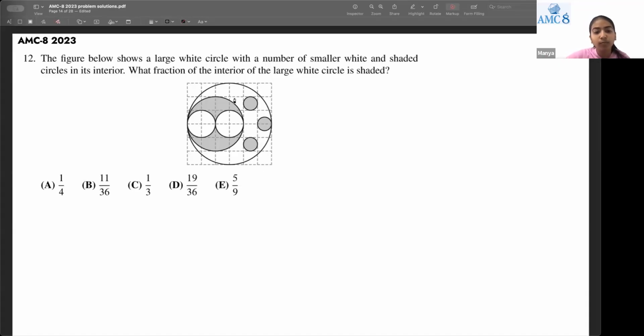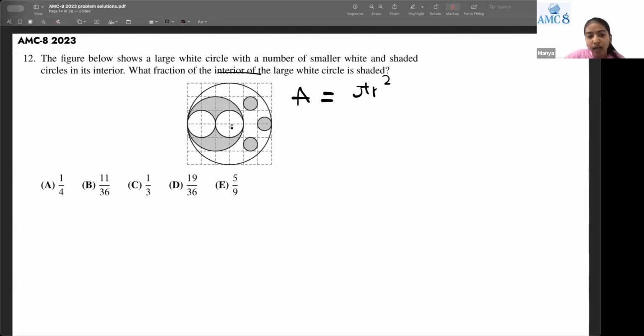Solution A. So here, to find the area of the circle, the formula would be pi r squared. So in this case, we could just substitute this formula into this whole entire circle right here. So what fraction of the interior, the inside part of the large white circle, is shaded? This is the large white circle they're talking about. So first of all, we need to find the total area of that.